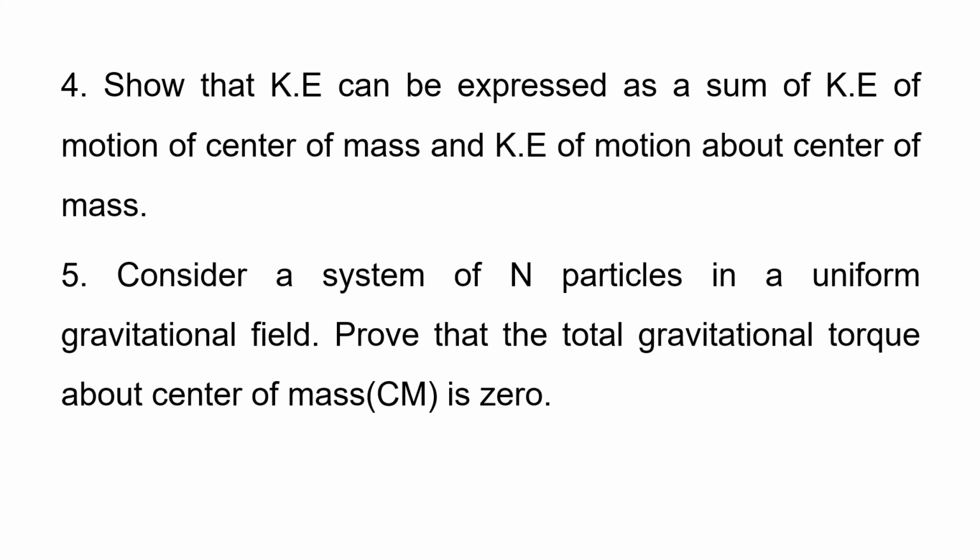Another problem is to consider a system of n particles in a uniform gravitational field. Prove that the total gravitational torque about the center of mass, cm, is 0. We have to calculate the gravitational torque about the center of mass, or you can say the rotational torque is equal to 0 at the center of mass. You have to solve all these four or five problems and discuss the results with me. If there is any kind of difficulty you can ask me.